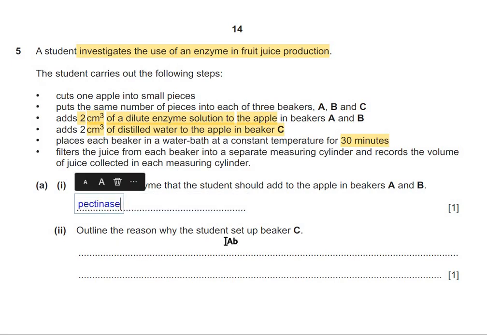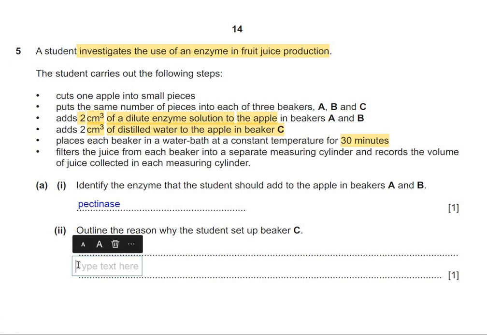Pectinase. Outline the reason why students set up beaker C. In beaker C, they added distilled water. They added nothing. In every investigation, we have the control. We set up a control to make a valid comparison, in which we either add a dead organism, dead plant, dead animal, or the distilled water. So this is a control to make the comparison. I hope that was clear.